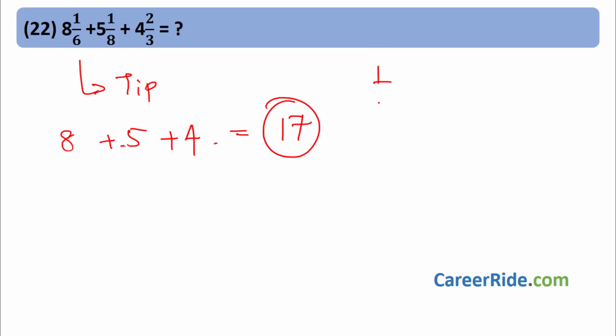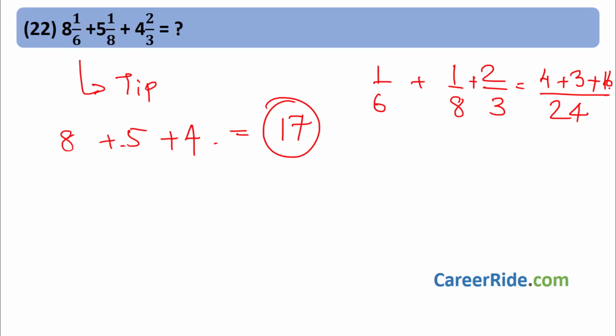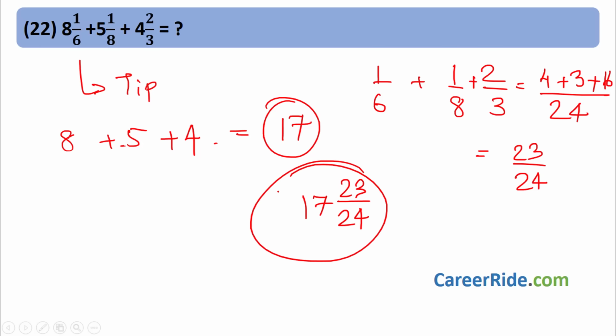Then we will have 1 by 6 plus 1 by 8 and 2 by 3. Okay, what is the LCM? It is 24. For 8 and 6 it is 24. 24 is divisible by 3 also. 6 4s are 24, so 4, plus 8 3s are 24, so 3, plus 3 into 8, 16. What you will get? 23 upon 24. Answer is 17 23 by 24. See how easy it is.